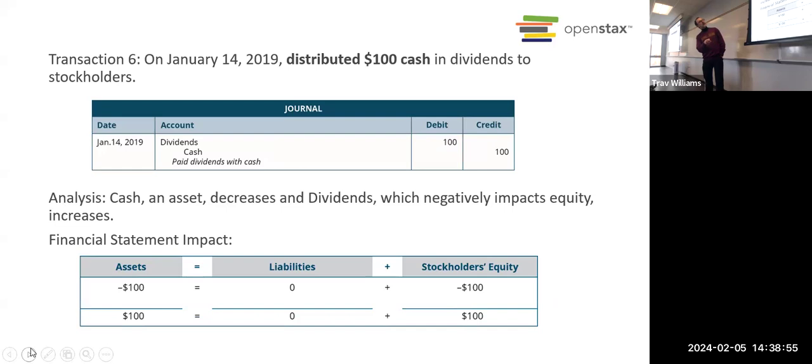Distributed $100 in dividends. Just like expenses, dividends are part of deal and they reduce equity, right? So when we have a dividend going up, equity is going down. And then again, we have cash going out. So that's an asset going down.